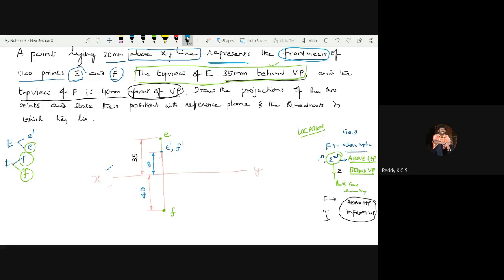So now he is asking us to draw the projections we have done, the two points, and state their positions with reference to the planes. That is, the position is nothing but where point E is with respect to the vertical plane. Point E is located in the second quadrant, and then point F is going to be in the first quadrant. Okay.